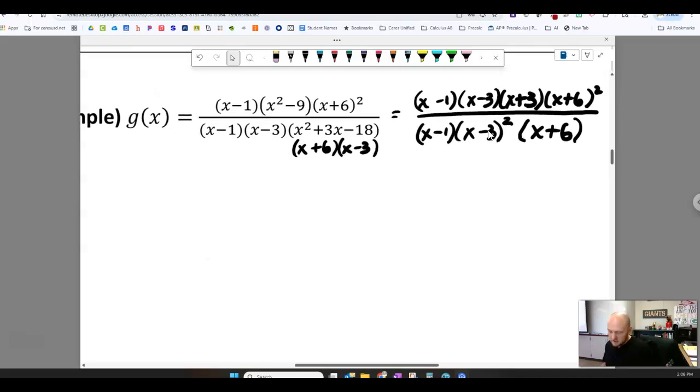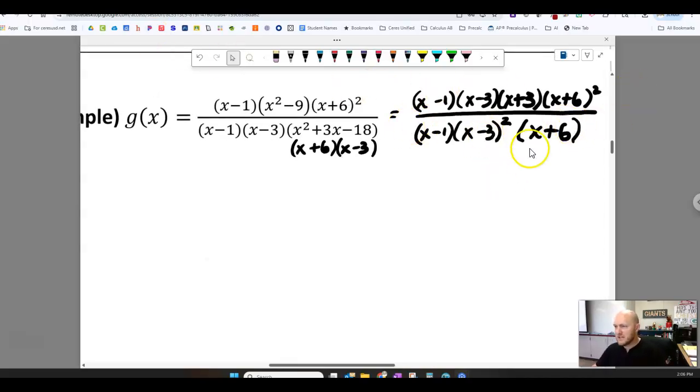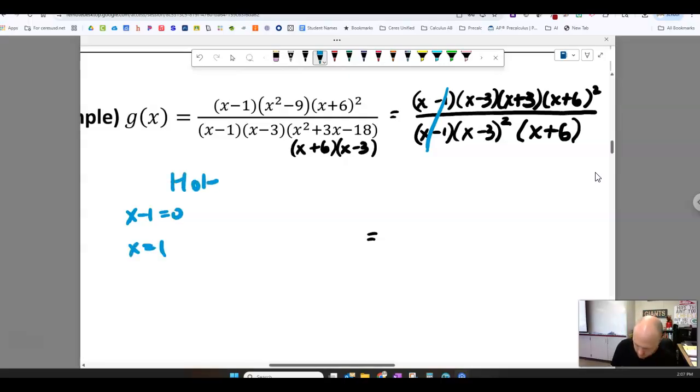Okay. So I've factored, I've broken everything down, and now I'm going to see, let's cancel some stuff, and let's see what survives. So it looks like x minus 1, hey, those cancel, that's going to be a hole. So I have a hole at 1. I'm going to write over here, holes. Then I have x minus 3 and an x minus 3 squared. So the denominator is bigger, so I still have one in the denominator. That's going to be an asymptote. Okay, I'm going to move on.